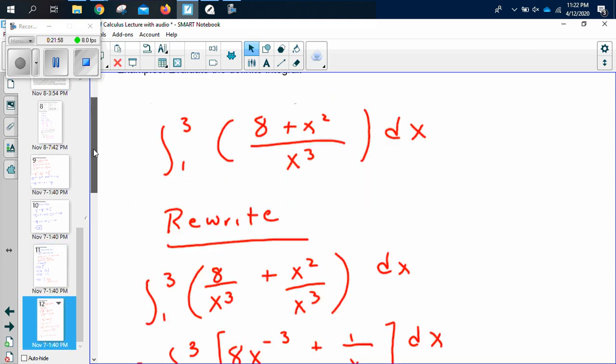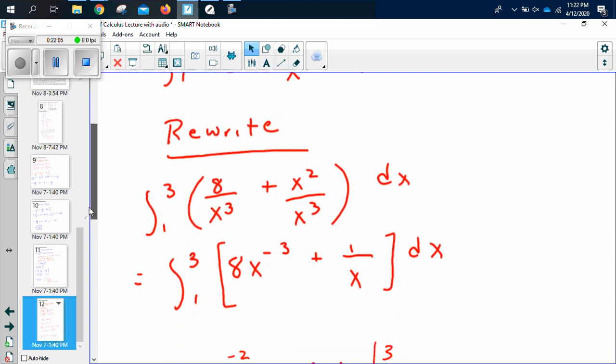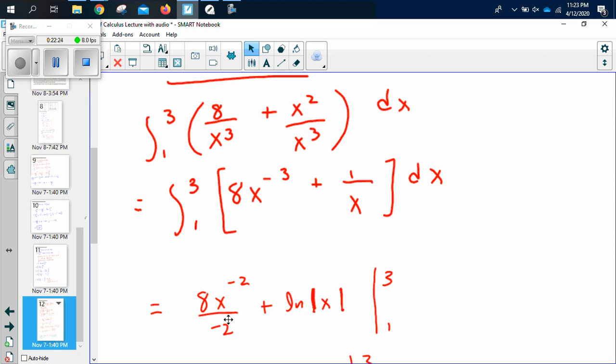And another example, we want to simplify it first. So I'm going to divide each term by x cubed, and then I'm going to rewrite this term with a negative exponent. This one I'm not, because it doesn't matter, but on this term, I'm not going to use the power rule. Now, on this term, I do. I add 1 to the exponent, and I divide by the new exponent, but the antiderivative of 1 over x is the natural log of the absolute value of x.